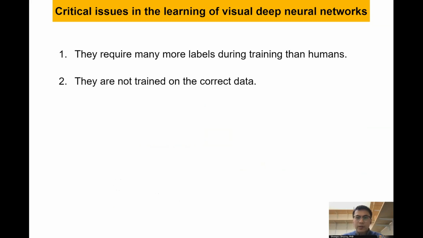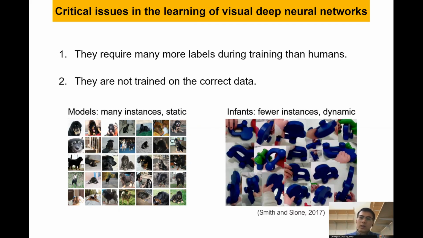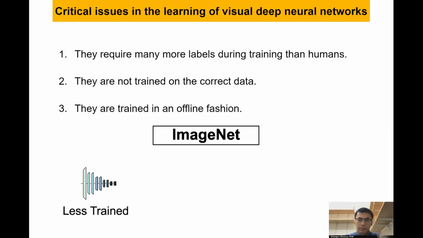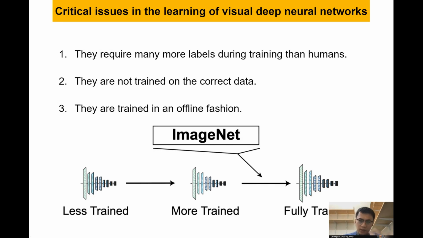The second issue is that they are not trained on the correct data. For example, ImageNet has many instances of the same category, and also most of the instances will be static images. But infants perceive fewer instances, and they are dynamic in the temporal axis. The third issue is that they are trained in an offline fashion, meaning that the data will be repeatedly presented to the models to train them. I'll talk more about this later.